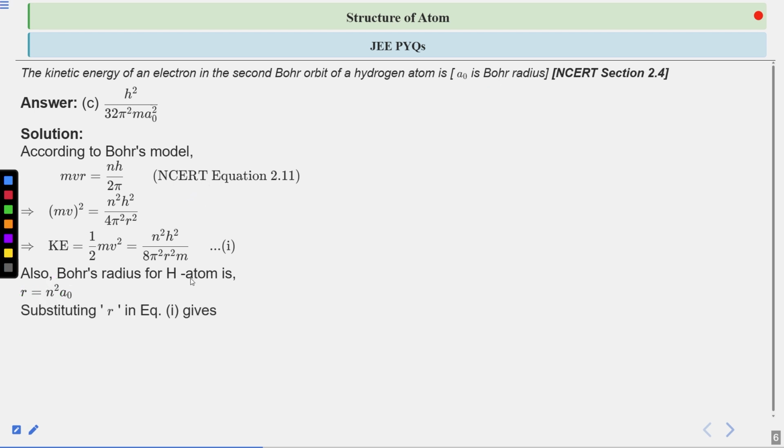Now, if you put the value of r in the first equation, you will get your final kinetic energy as h square by 8 pi square n square a square m. So this is your overall equation. Now, it is being said that the electron is in the second orbit, so we have to take n equals 2. If we take n equals 2, we will take 4 as a multiplying factor because n has a square term here. So that will give you your final equation as h square by 32 pi square a naught square m, which is option C.